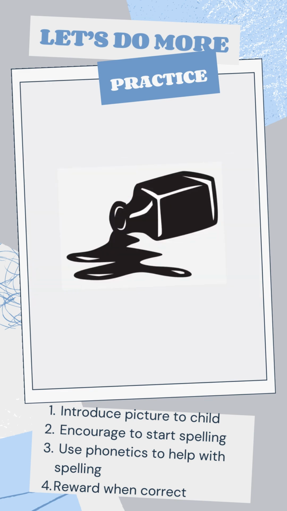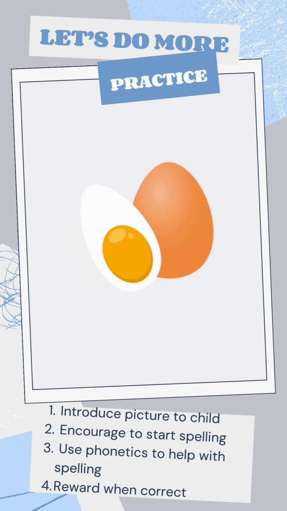Now, next is this picture. What could this be? Yes, this is ink. Now, how do we spell ink? I, N, K. Ink. Great. Next one.